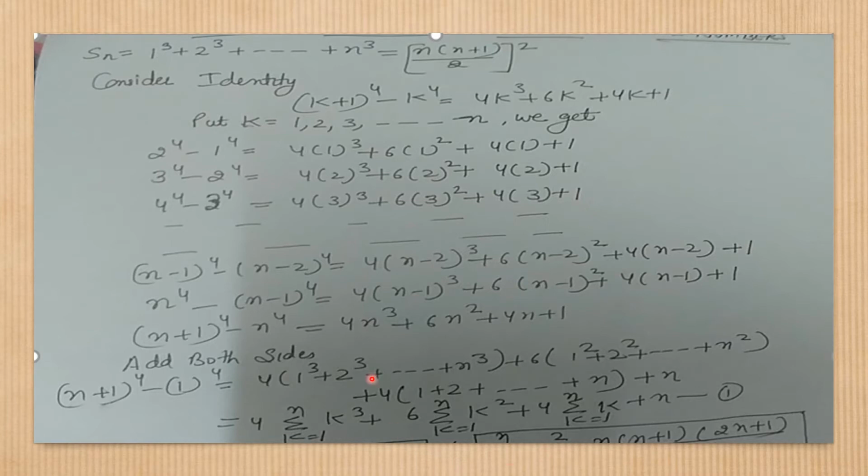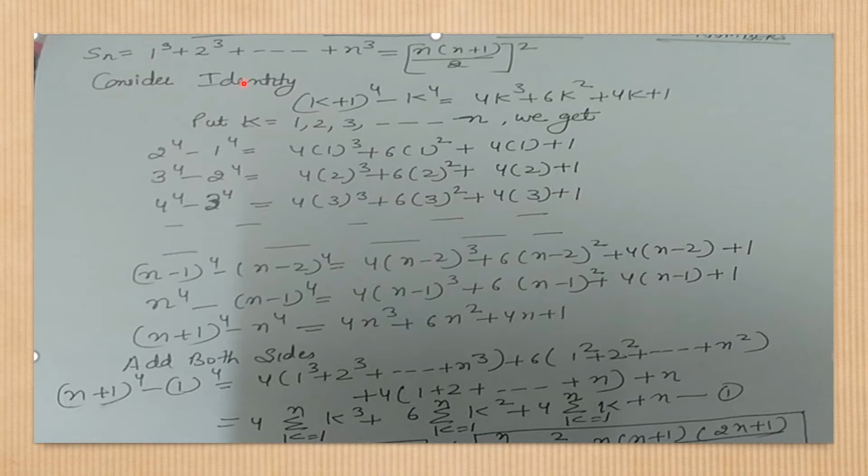Now the sum of cubes of the first n natural numbers, that is 1 cube plus 2 cube and so on up to n cube. This is equal to n into n plus 1 by 2, whole square. For the sum of the first n natural numbers we got n into n plus 1 by 2, and for the sum of cubes I will get n into n plus 1 divided by 2, whole square.